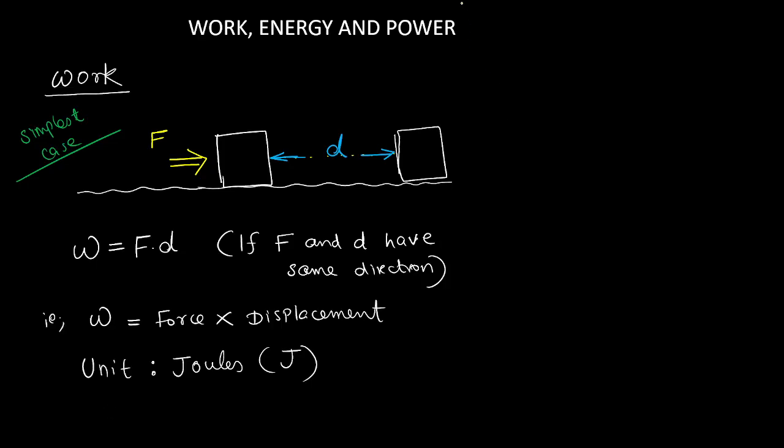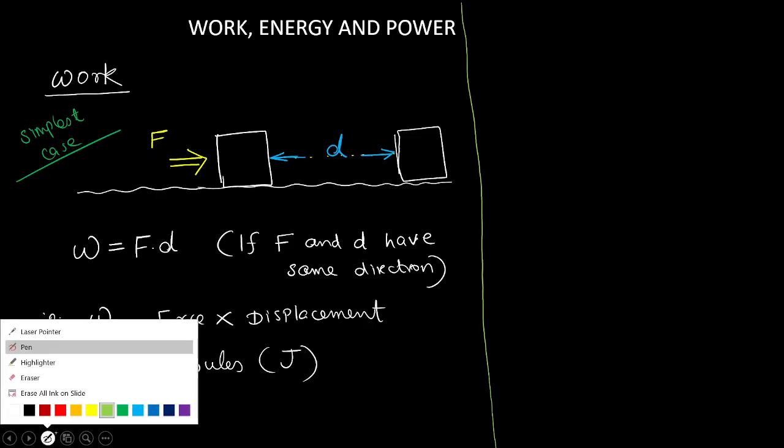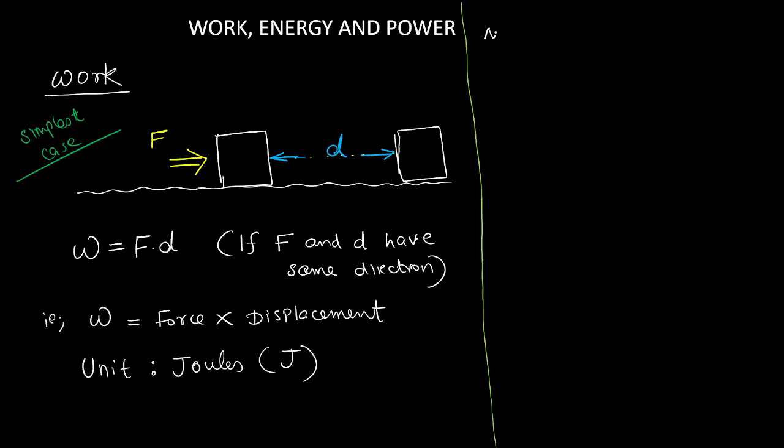All of you please listen. Then you will have a doubt. If F and D do not have the same direction, what will we do? Then I will discuss. F is a vector quantity, right? And D does not have the same direction. But in most of the numerical questions, F and D will have the same direction, right? But if F and D do not have the same direction, what can we do?